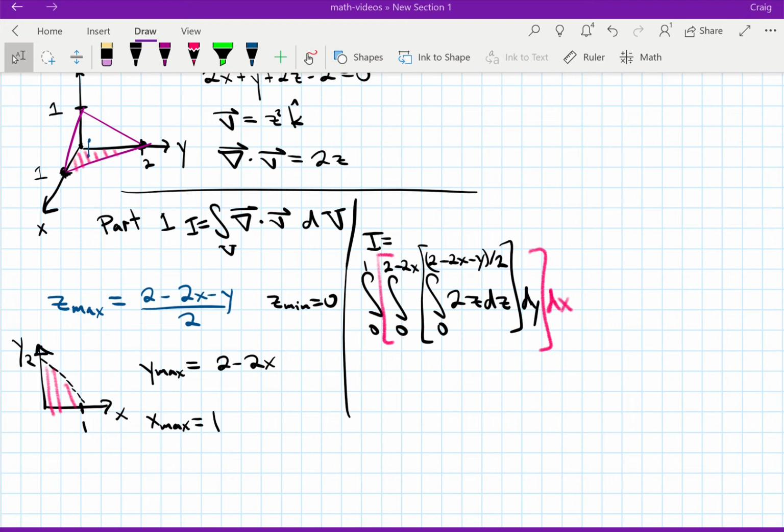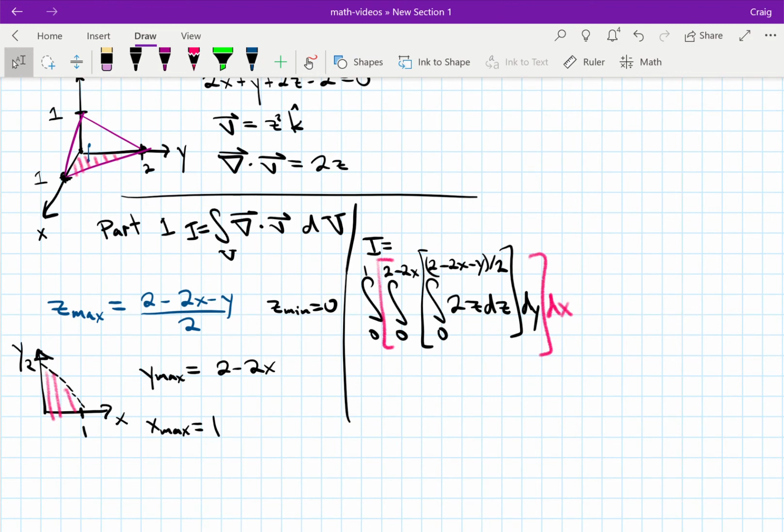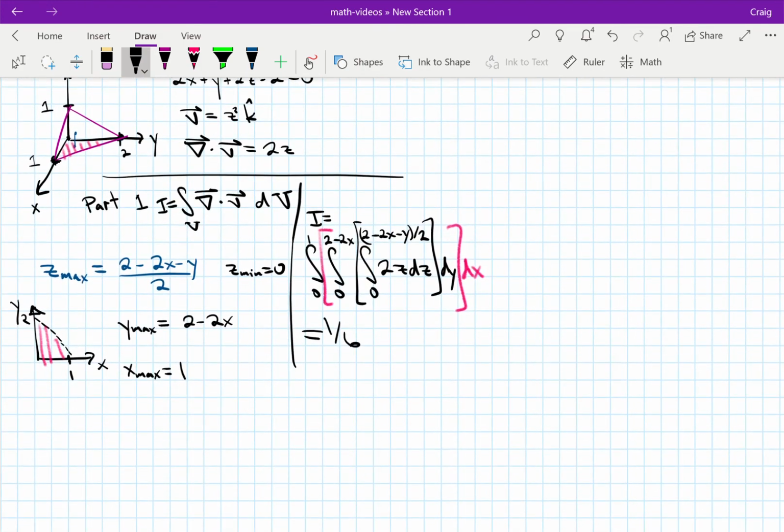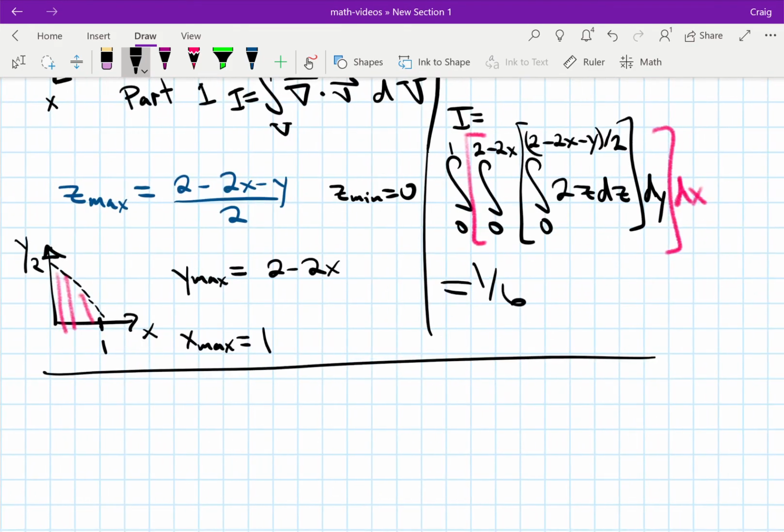Integrating it over x, and x goes from 0 to 1. And so the final answer is 1/6. So this is equal to 1/6. Okay, so that was part 1, where we're integrating the divergence of that vector field over the volume of interest.